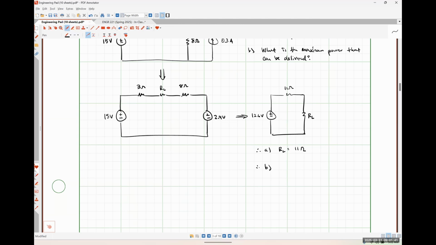To answer part B, we just plug in our results, right? So this is a practical voltage source. So we would have 1/4 of 12.6 volts squared divided by 11 ohms. So when I throw that into my calculator, I get a syntax error. Hold on. 3.608 and some change watts.